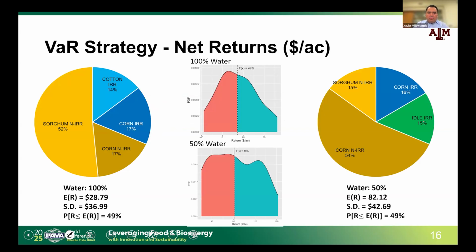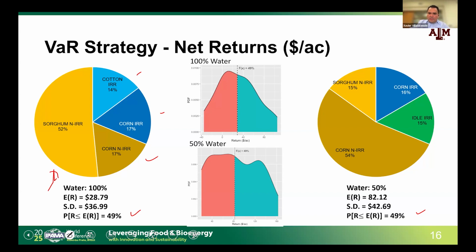Remember, in this strategy, we are trying to minimize the probability of having a bad outcome. Again, we are setting the probability of a bad outcome at 49%, and we are trying to find the crop allocation that gives us the highest expected return. According to this model, the crop mix the farmer must grow is basically 52% sorghum non-irrigated, and also cotton irrigated, corn irrigated, and corn non-irrigated.